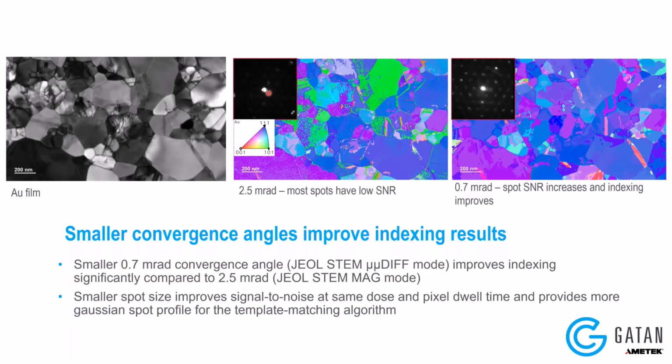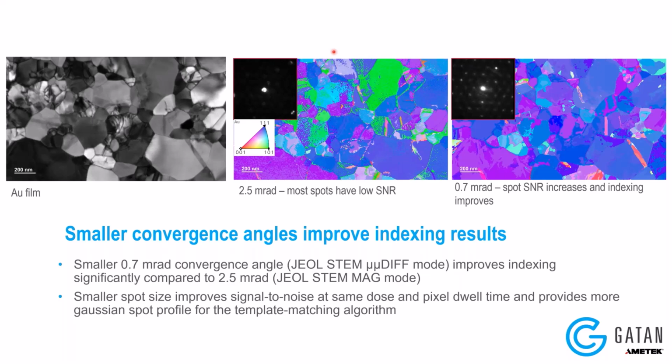We see the really bright transmitted beam, but then all the other spots that we want to try to use in indexing are really quite low signal to noise because the signal has been spread out over the entire disk area because of the convergence angle.